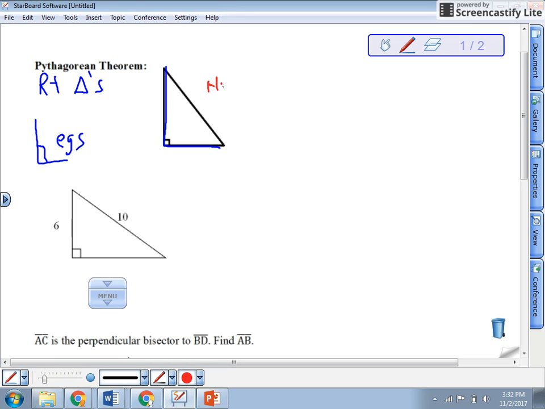Well, this side is the hypotenuse. It's the longest side of the triangle. It's the side that's across from the 90. There's our 90. It's that side that's across. That is the hypotenuse. So Pythagorean theorem, what does it look like?